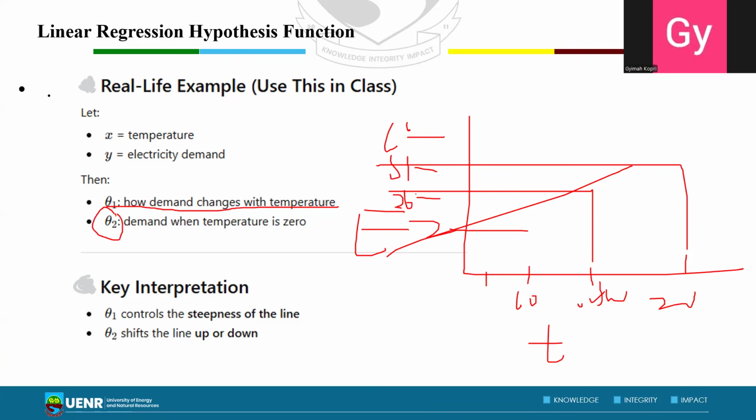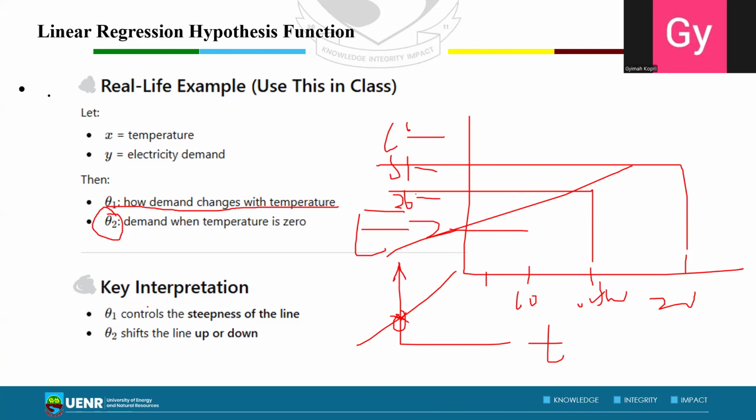Our intercept. The intercept on the y-axis tells you where the graph cuts the vertical axis, at the point where temperature is equal to 0. What value is there for the electricity demand? When we trace that value, that is what we call our theta 2. And this theta 2 is our intercept on the y-axis, or on the energy axis.